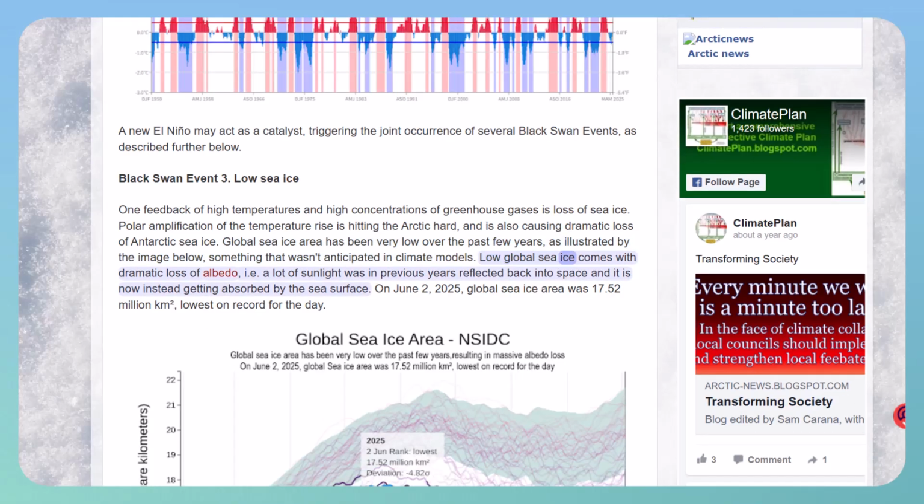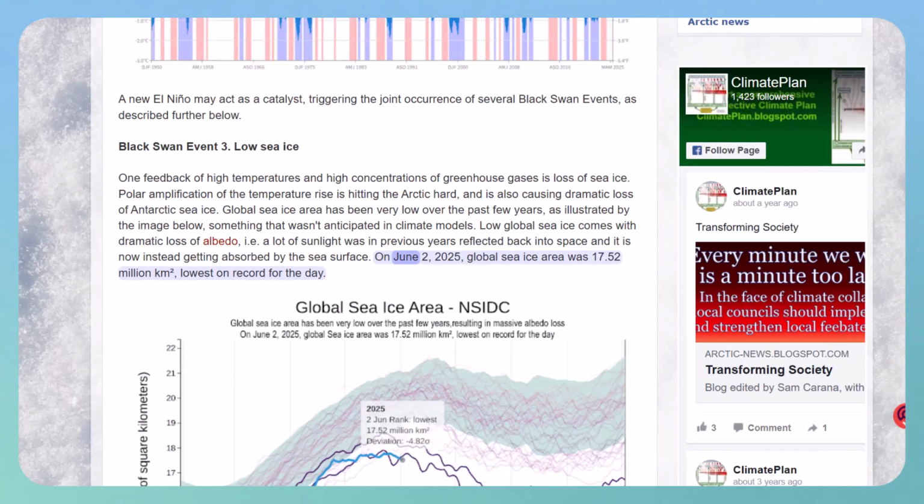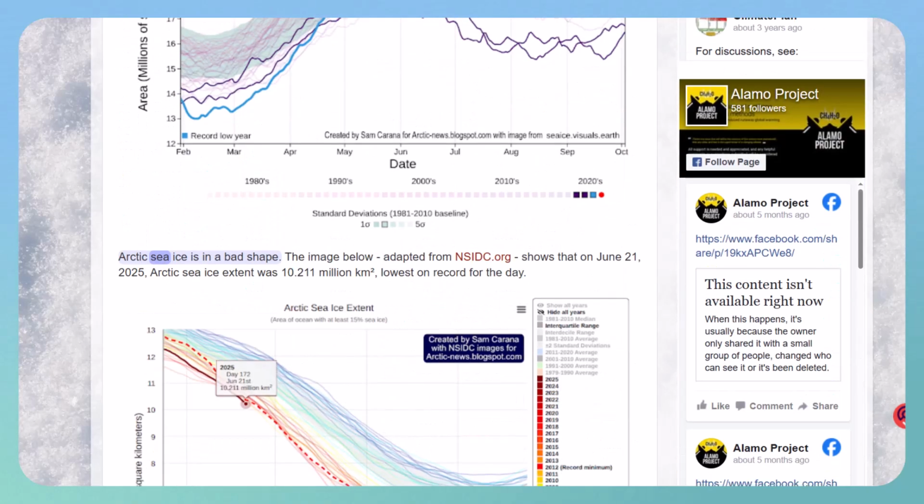Low global sea ice comes with dramatic loss of albedo, i.e. a lot of sunlight was in previous years reflected back into space and it is now instead getting absorbed by the sea surface. On June 2, 2025, global sea ice area was 17.52 million square kilometers, lowest on record for the day. Arctic sea ice is in a bad shape. The image below, adapted from nsidc.org, shows that on June 21, 2025, Arctic sea ice extent was 10.211 million square kilometers, lowest on record for the day.